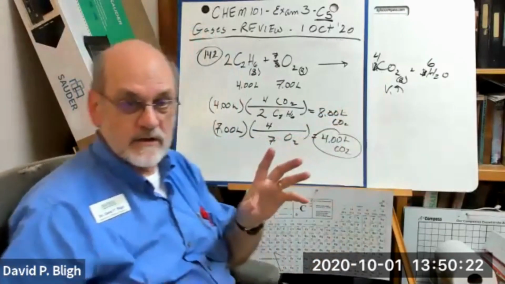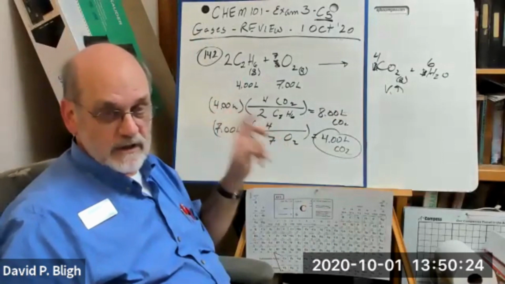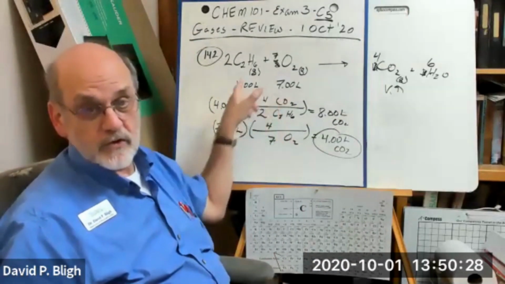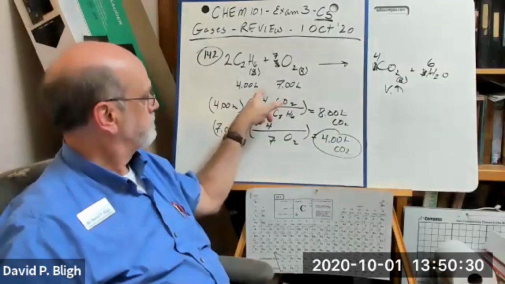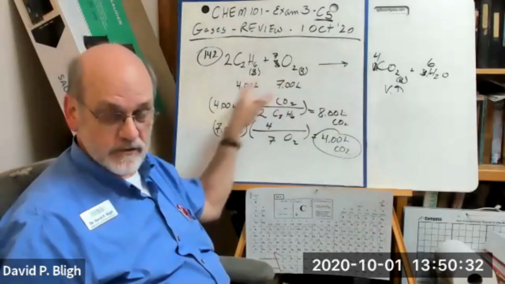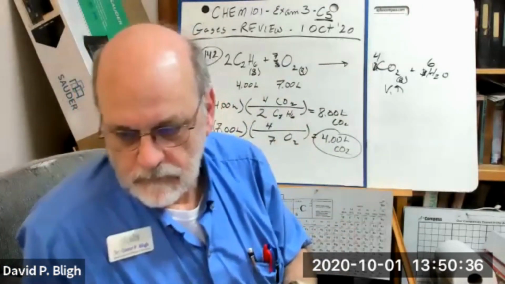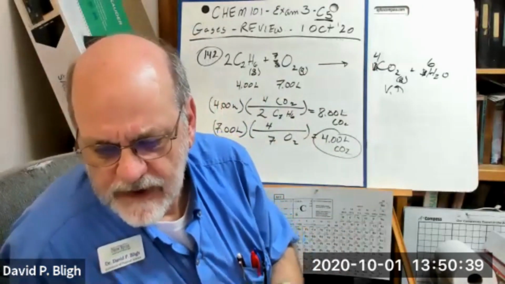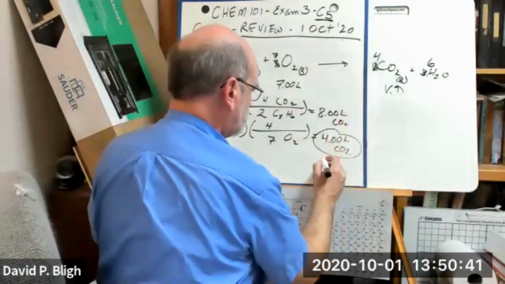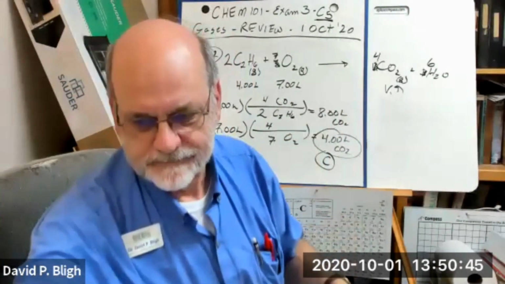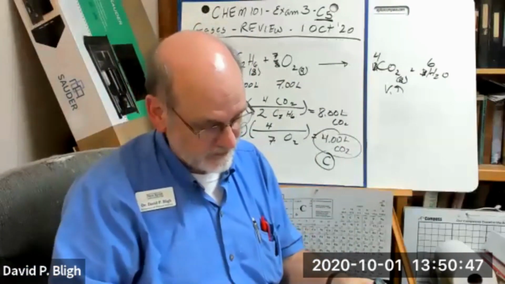The key here is to understand that if the temperature and the pressure don't change, then the volume is proportional to the moles. That's Avogadro. So you can use the liters, the volume, directly as if it were moles. And that's why the answer is C. Okay. That's all I got time for, I'm afraid.